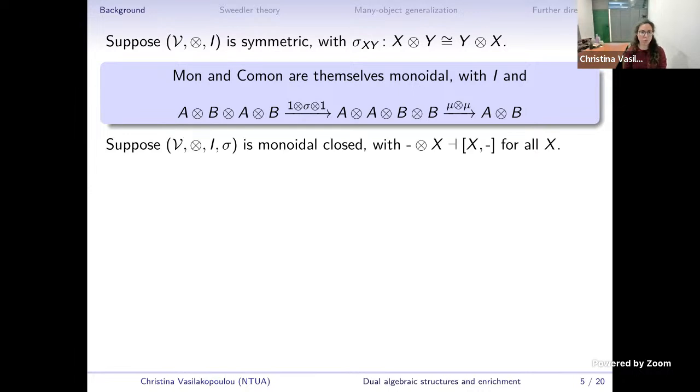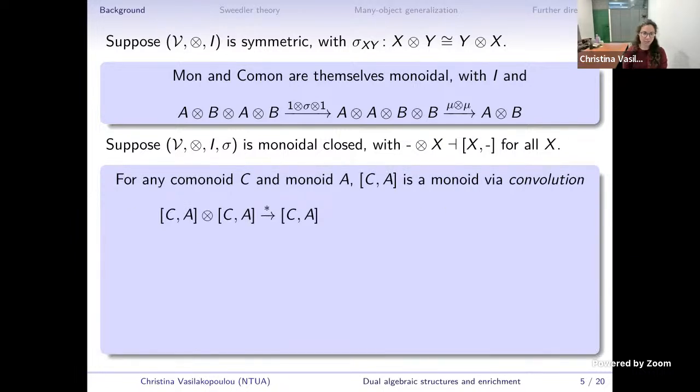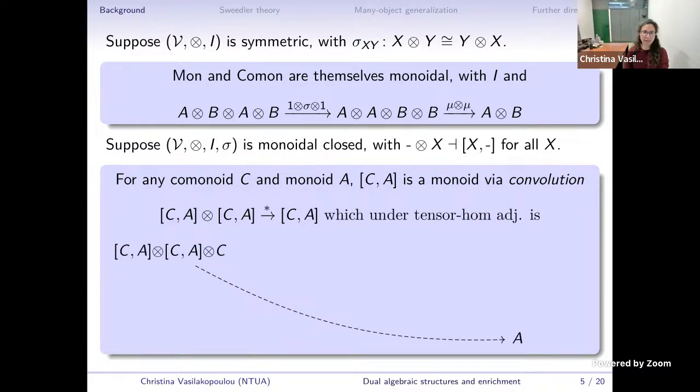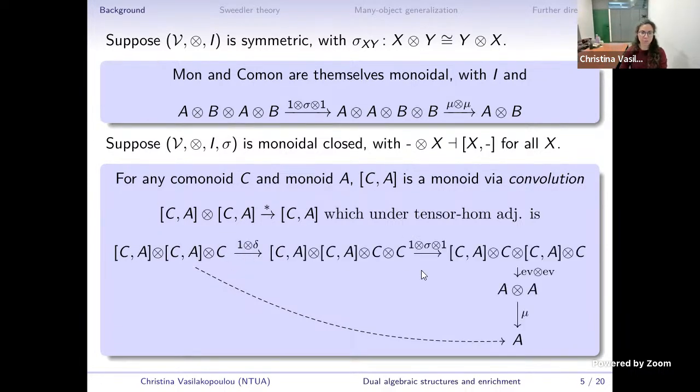Furthermore, in what follows, we will require that our monoidal category is monoidal closed. So the tensor functor has the internal hom functor as its adjoint. And in that case, which is really important in what follows, we have the convolution structure on the internal hom of a comonoid and a monoid. So we're interested in the fact that the hom space, if you will, of a comonoid and a monoid becomes a monoid itself, and it's easier to see that if we take the adjunct under the tensor-hom adjunction. So beginning with something like this, we can use the co-multiplication of C to duplicate C.